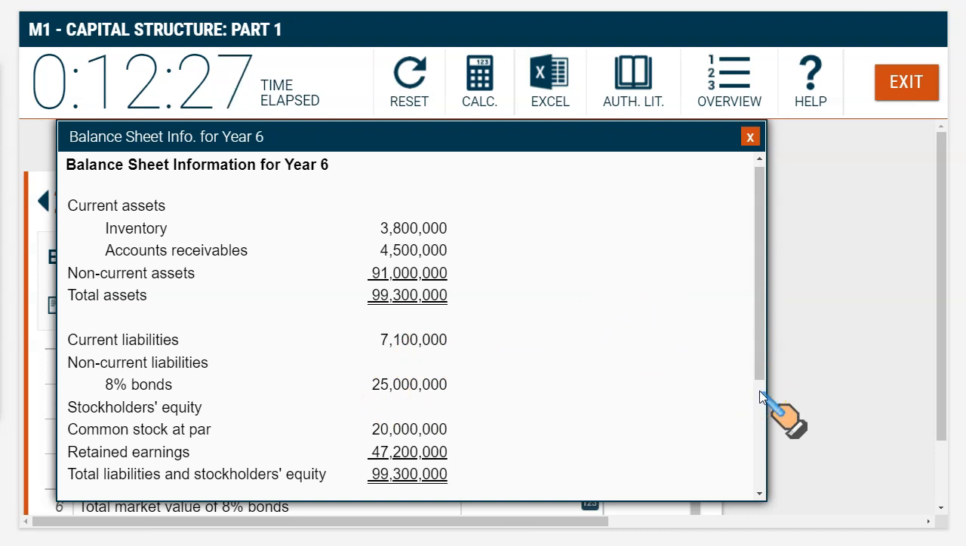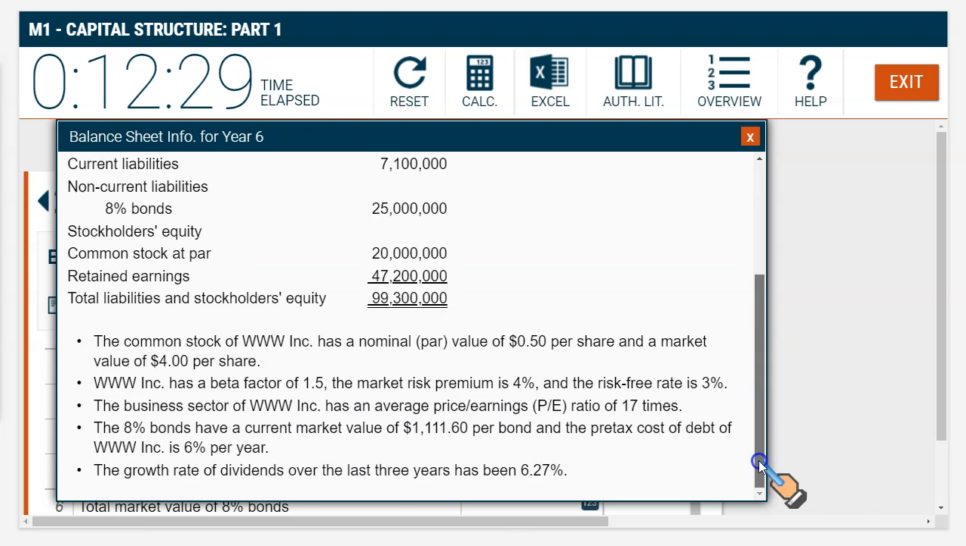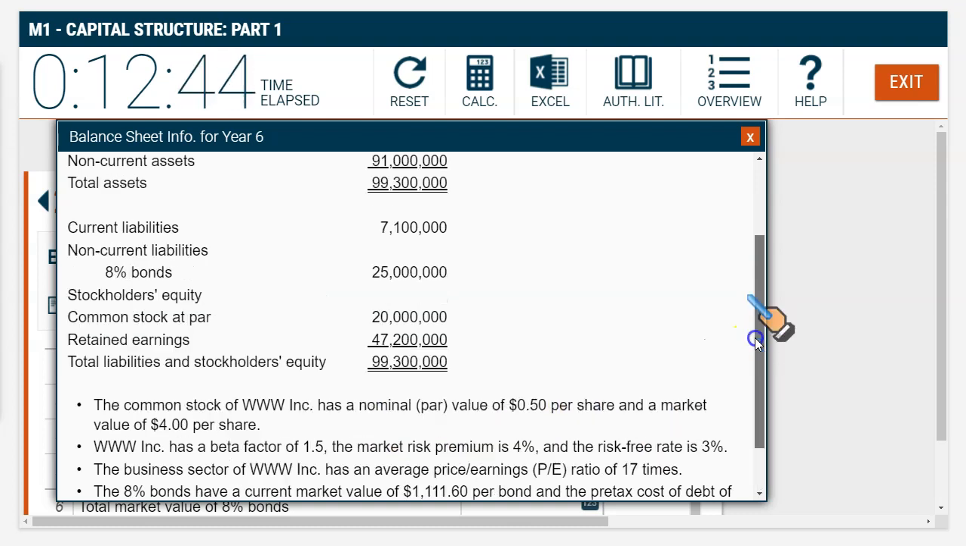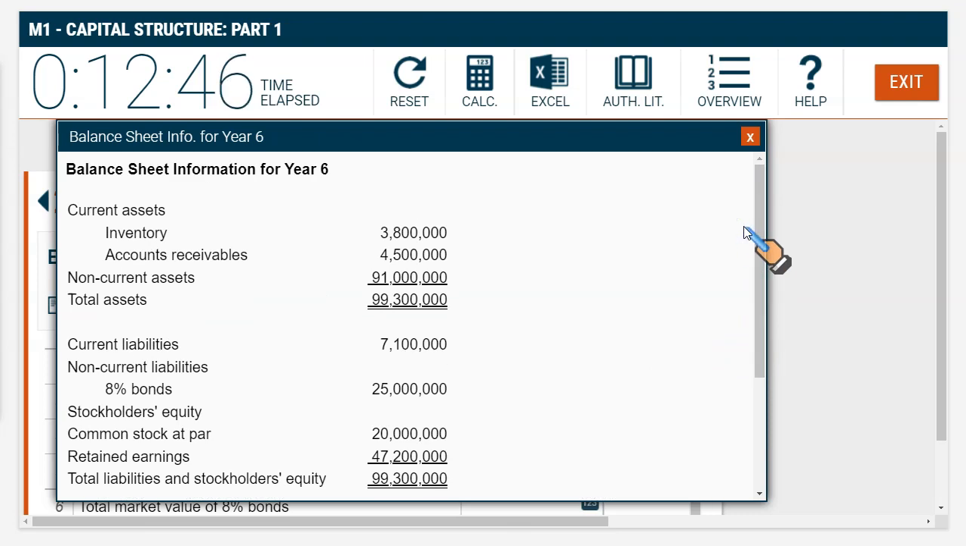Okay, now what is the market price of the bonds? It's 1,111.60. And what is the par? Of course, it's going to be 1,000. So what you're going to do, you're going to multiply that 25 million with 1111.6 and divide by 1,000, and you will get your answer. So that's what I'm going to do.